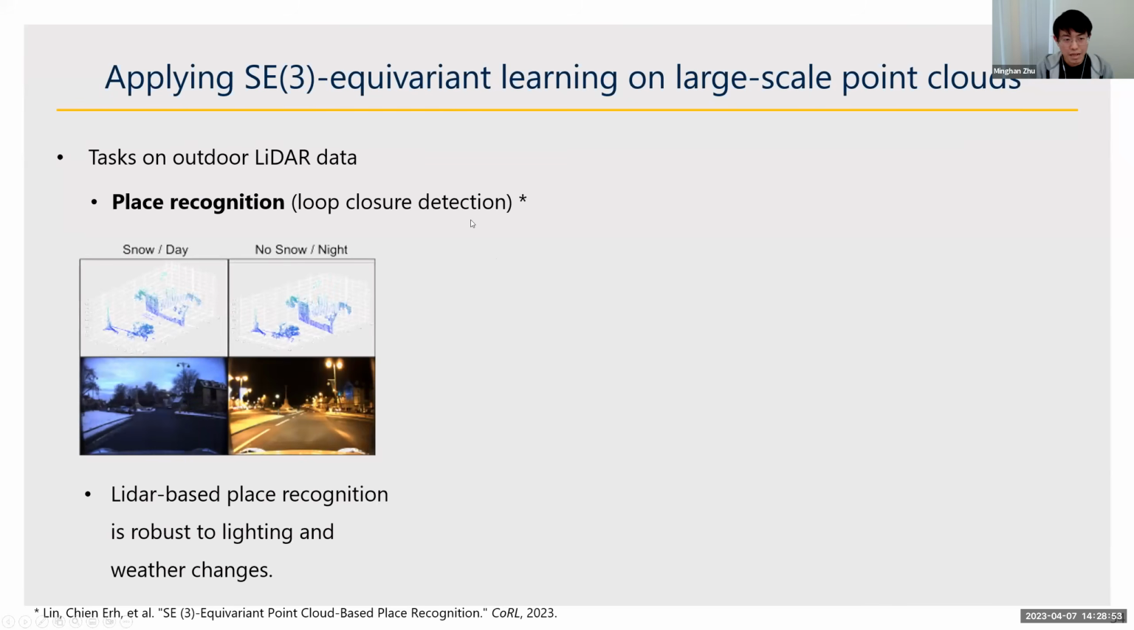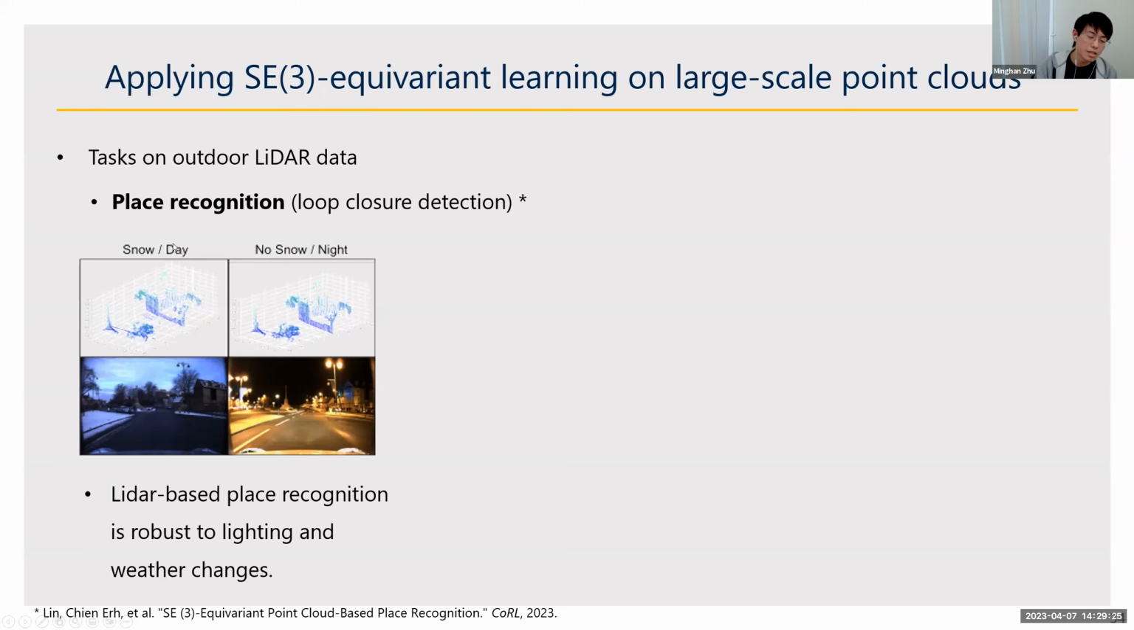So the idea, place recognition, probably we've also learned this in the mobile robotics class. It's also called loop closure detection, which is basically when the robot comes to the same place, you know that it is the same place. Therefore, you can associate the observations together to correct a drift and build a more consistent map. And place recognition can be done from images or LiDAR point clouds. But you can see that LiDAR-based place recognition can be more robust to lighting and weather changes.